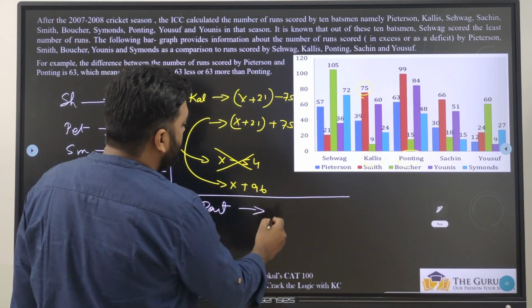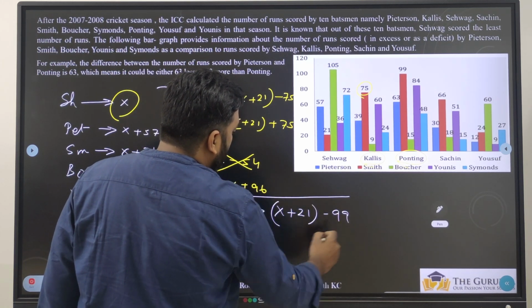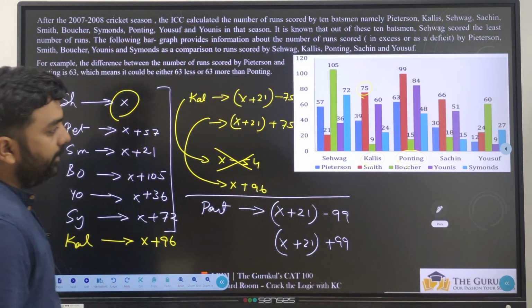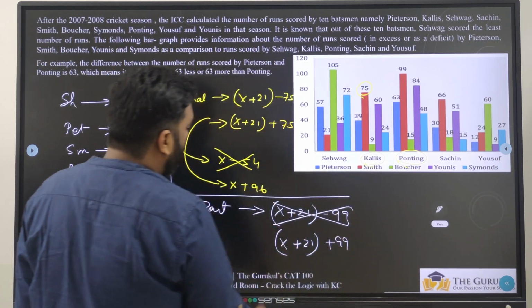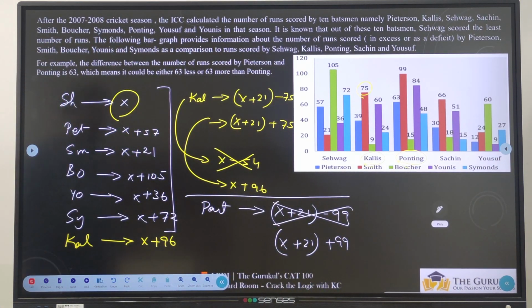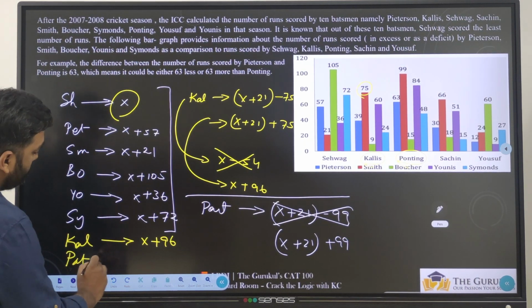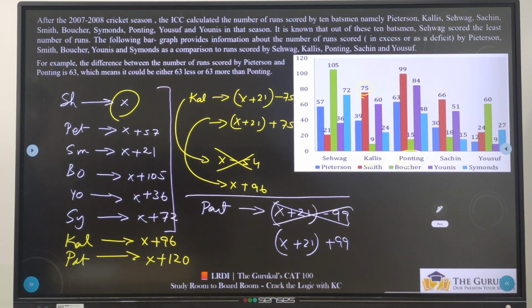So if Smith is the highest, Smith got x plus 21, 99 less, or x plus 21, 99 more. Anything can be possible. Clear? If it is minus 99, that will become x minus 77. So this is not at all possible. So Ponting's score should be x plus 21 plus 99. That is, Ponting's score should be equal to x plus 120. Clear?